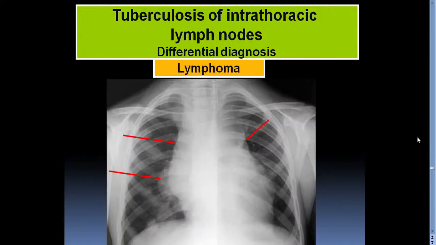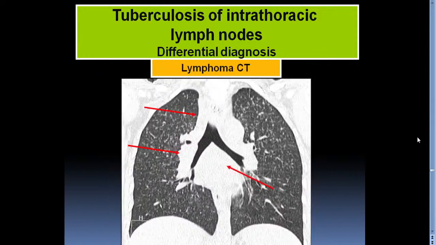The next disease for differential diagnosis is lymphoma. On this X-ray we can see enlargement of the mediastinum. It looks like tuberculosis of lymph nodes on X-ray. This is a CT scan, lymphoma also. Enlargement of lymph nodes.